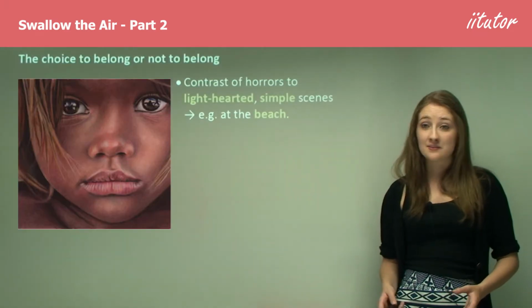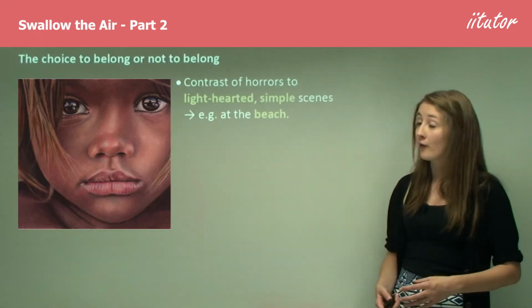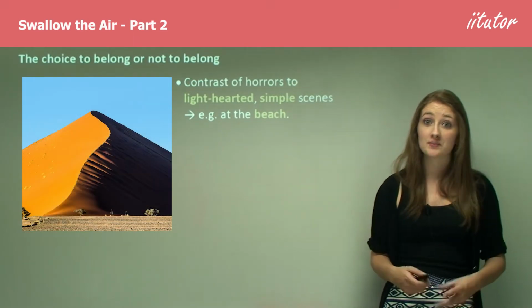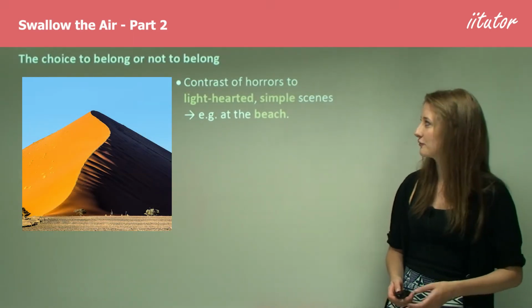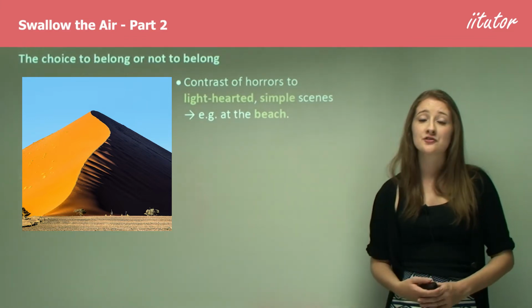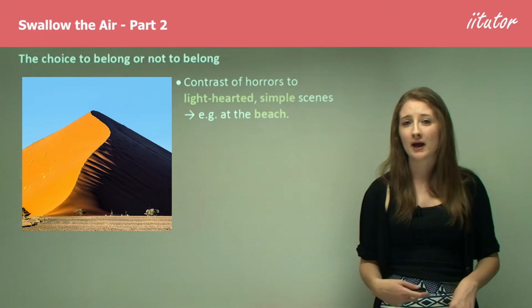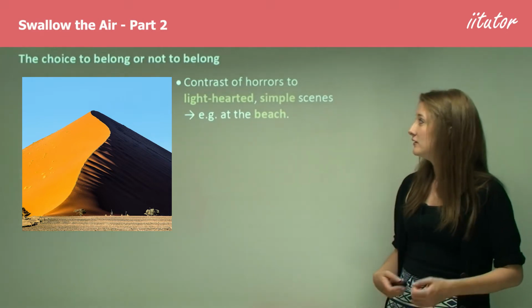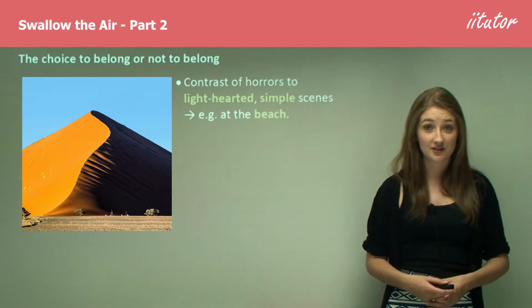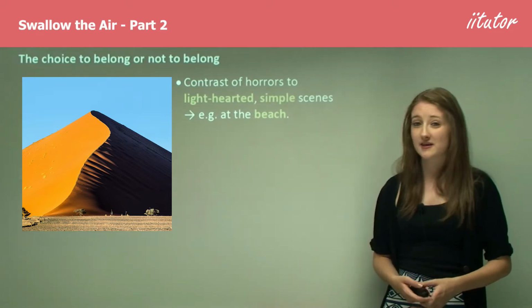This next theme is basically the choice to belong or not to belong. Now, this is something specifically in your rubric, so something you might want to take a look at yourself. What happens in the novel is there's a contrast of horrors and the awful environment of the block and the way that people live in hardship there, to the light-hearted, simple scenes where you really see some beautiful family interactions. For example, scenes at the beach.